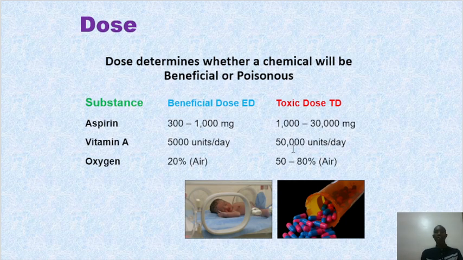Even oxygen that we breathe in, we need it to be 20% in air. That one will play an effective role. But when you exceed 50% to 80% of oxygen in air, then it becomes toxic. So you can see that everything is toxic, but the dose matters, or the dose makes it either toxic or beneficial.